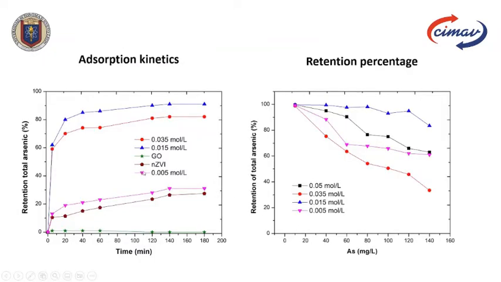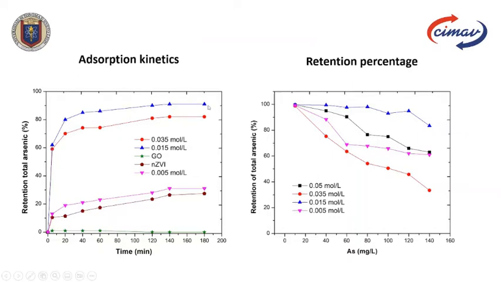The graph shows the behavior of the nZVI-GEO at different concentrations of precursor solution and a comparison with its non-combined species of nZVI and GEO. The GEO does not show arsenic retention, while the nZVI shows a retention percentage of 20% after 180 minutes of the test. The best concentration was 0.015 mol per liter, with 90% arsenic retention after 180 minutes.